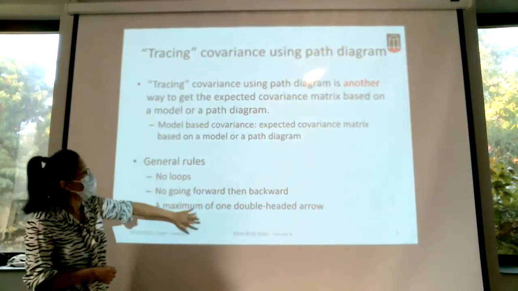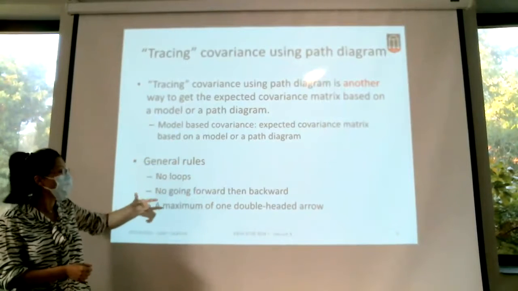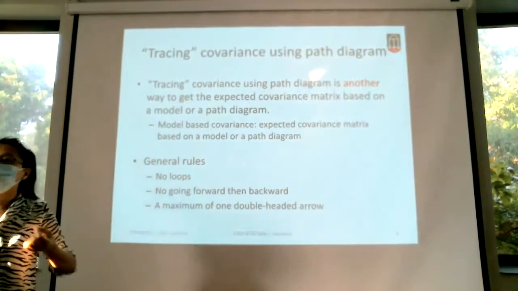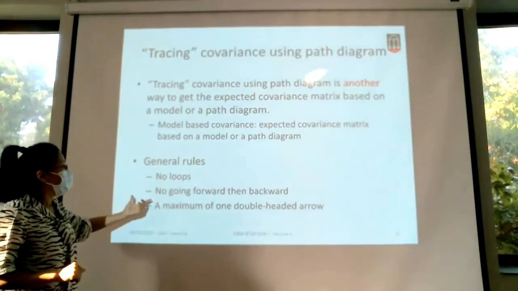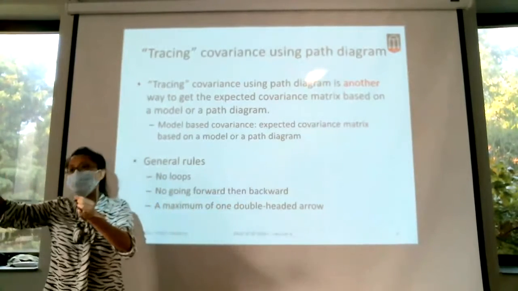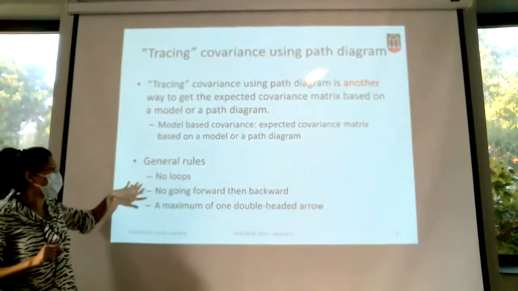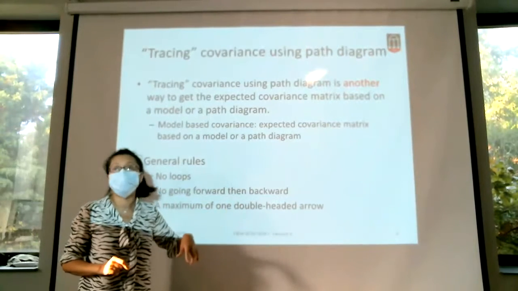And we follow some rules. We have a lot of rules, and the general rule is no loop. I will show you the detailed rules, but generally you cannot use a loop. You cannot go to one variable and then go back again. That's not allowed. And no going forward then backward. Just like a loop, you cannot do this. It's one of the general rules. And a maximum of one double-headed arrow.